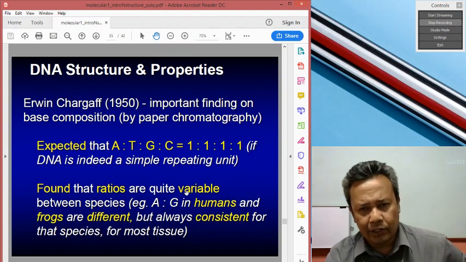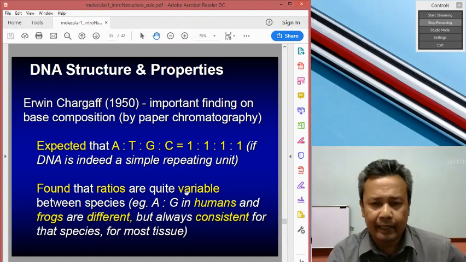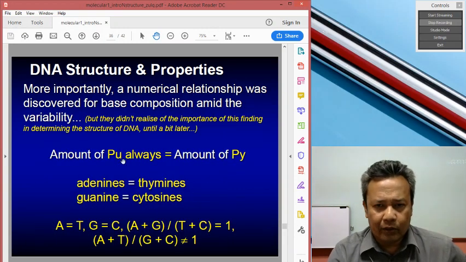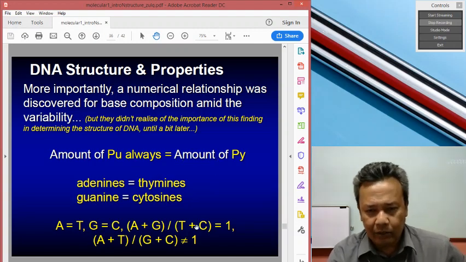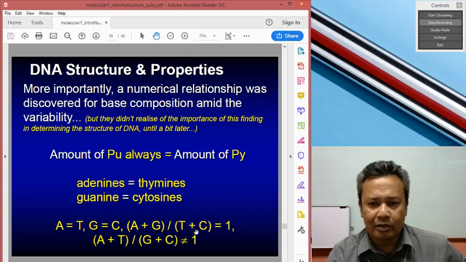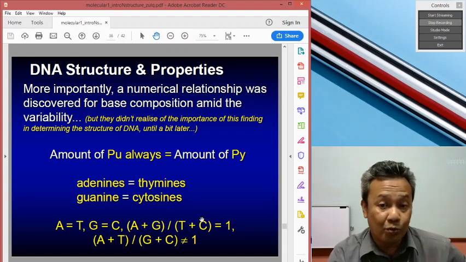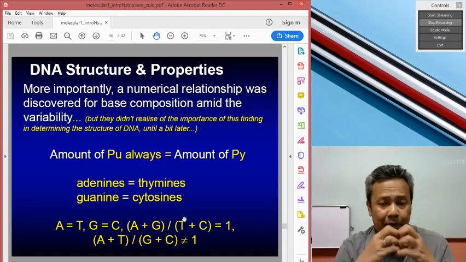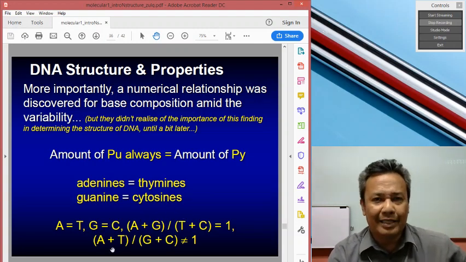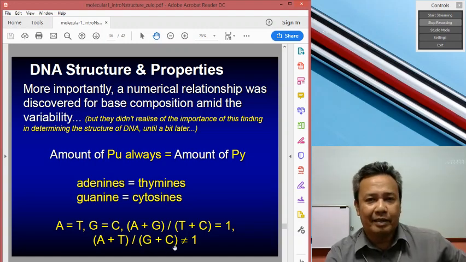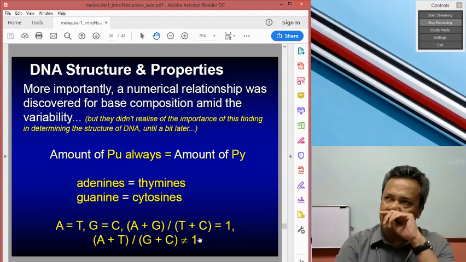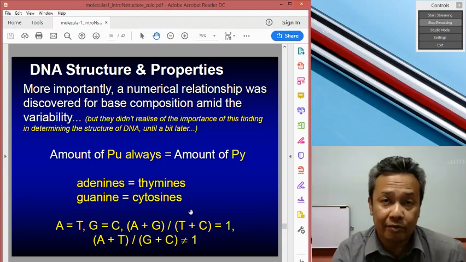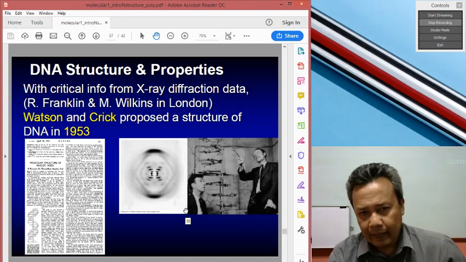Here's a story about Erwin Chargaff. I already explained that. The amount of purine is always the same as the amount of pyrimidine: adenine to thymine, guanine to cytosine. So that's why A plus G over T plus C is equal to 1, purine over pyrimidine, because they always pair. However, A plus T and G plus C do not necessarily become 1. It's just a specific number for different species.